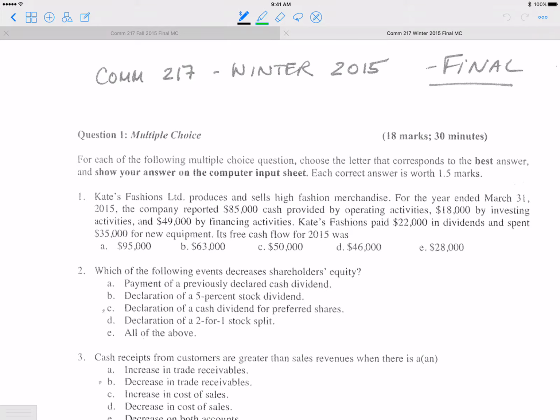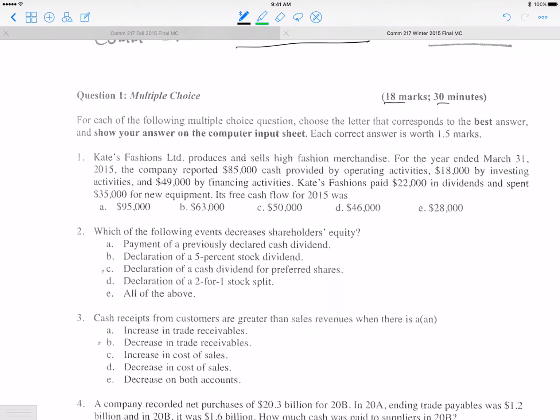Today we're going to be solving the multiple choice questions from the winter 2015 final exam. So let's get right into it. It's 18 marks, 30 minutes. So question 1.